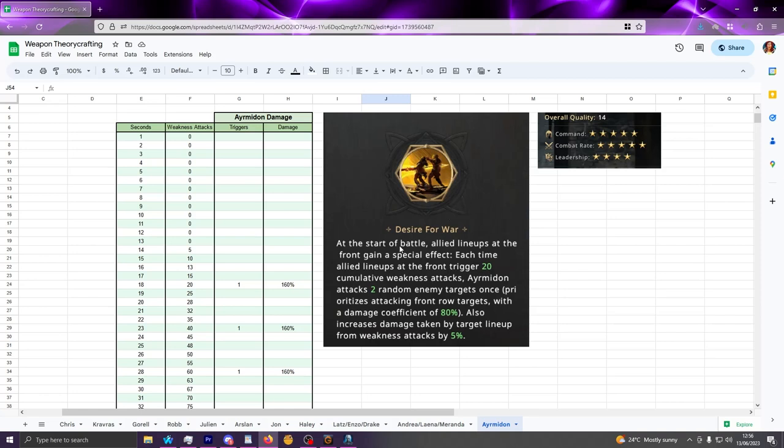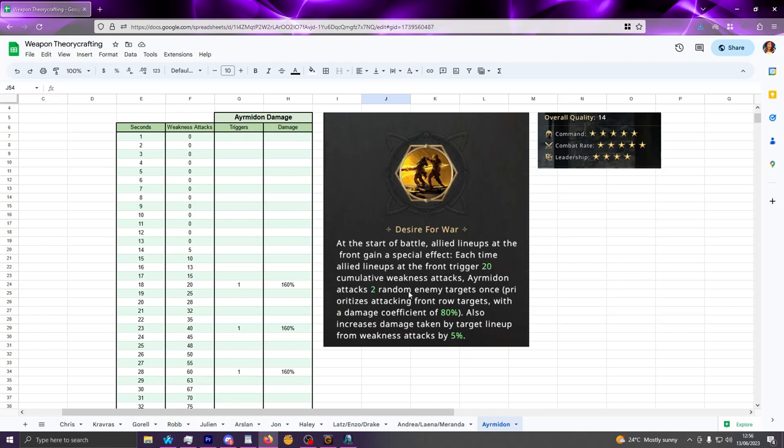So as it says here, at the start of battle, allied lineups at the front gain a special effect. Each time allied lineups at the front trigger 20 cumulative weakness attacks. So the key note here in this first half is all of his synergy here only procs off the front row. That means he only works for single line weakness. If you run triple weakness, your second and third lines will contribute nothing to this 20 weakness attack, so you can't manipulate the triggers here and get more value out of him. You're just going to be totally limited in terms of how much value you can actually get.